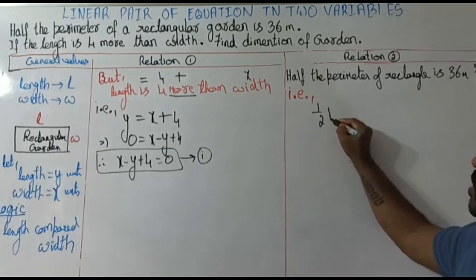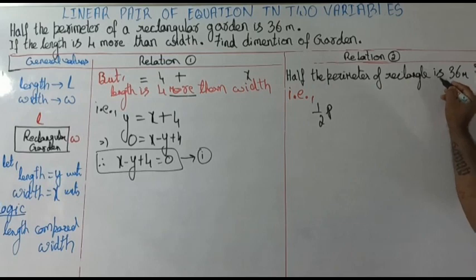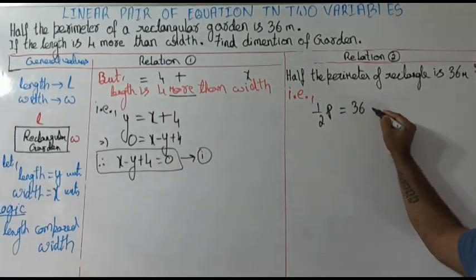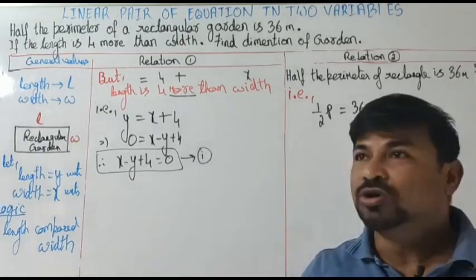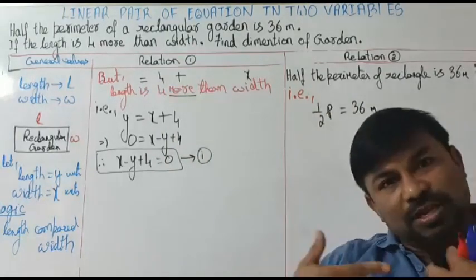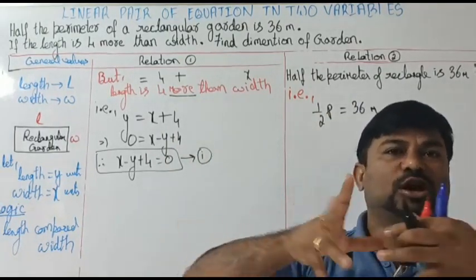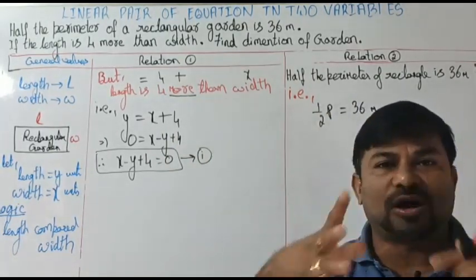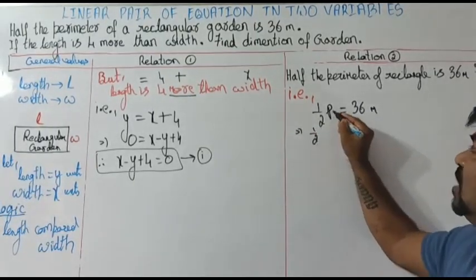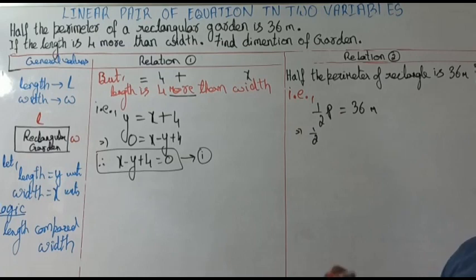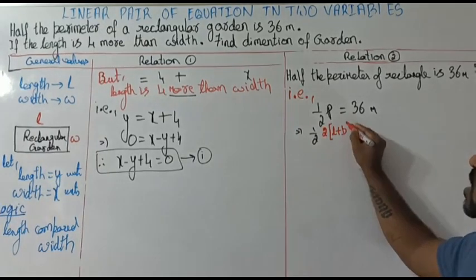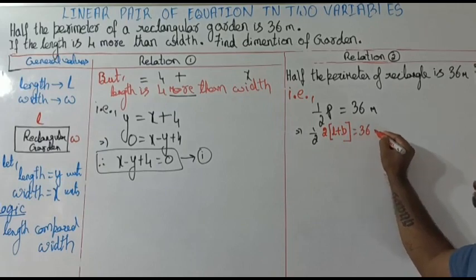Half the perimeter of the rectangle, just now I said "is" means equals, is equal to 36 meters. This is the sentence, in terms of symbols. Now you simplify that, break the formula in terms of its labelings. So half the perimeter equals 36. What's the perimeter of a rectangle? We know the perimeter is 2 into L plus B, which is equal to 36 meters.